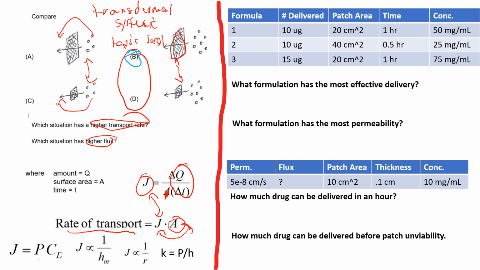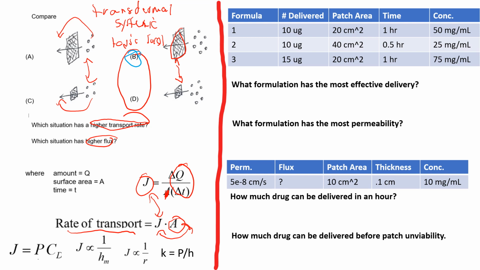So going back to the example of an hour, if all these substances can move across the small one in an hour, the big one might be able to move all the substance in like half an hour. It really varies and depends, but that's the difference between flux and transport rate. So I hope that makes sense.